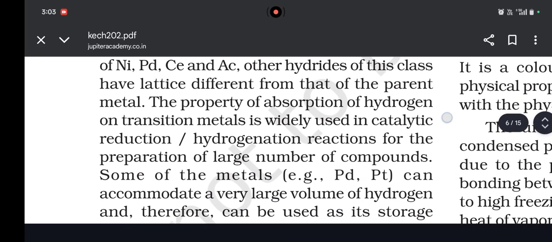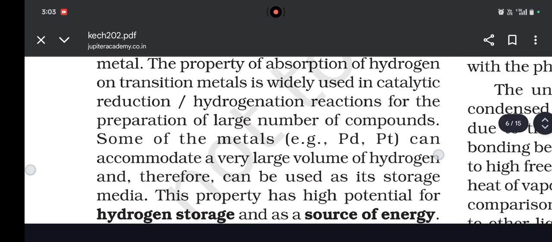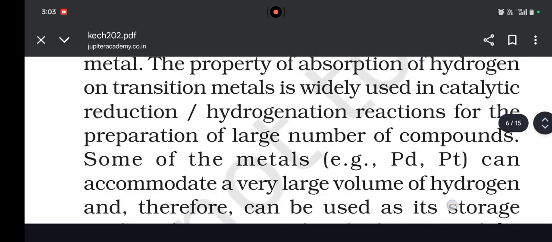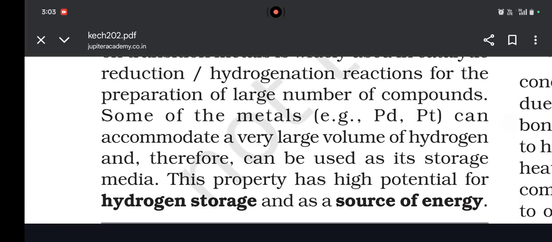The property of absorption of hydrogen by transition metals is widely used in catalytic reduction and hydrogenation reactions for the preparation of a large number of compounds. Some of the metals, palladium and platinum, can accommodate a very large volume of hydrogen and therefore can be used as storage media. This property has high potential for hydrogen storage as a source of energy.